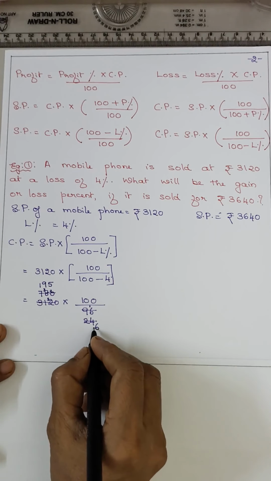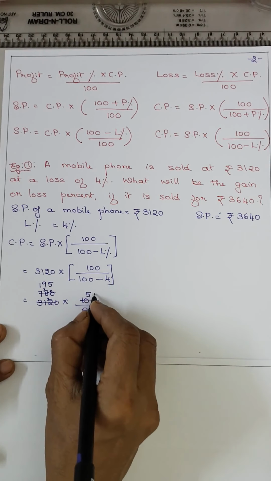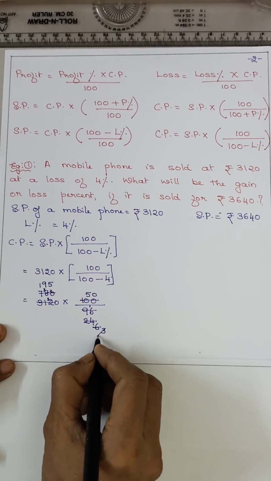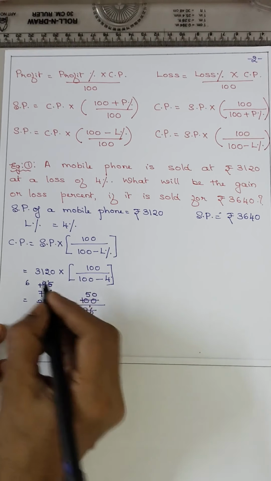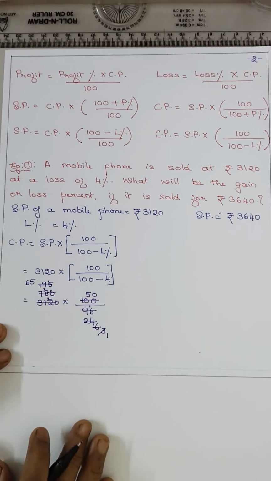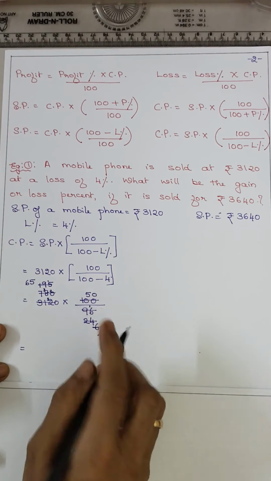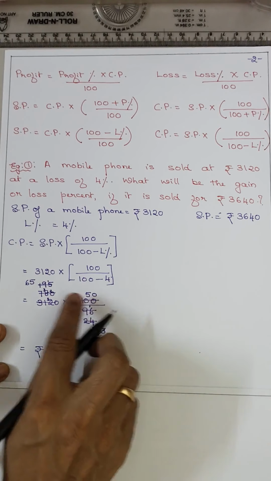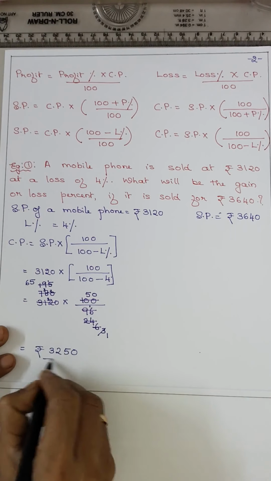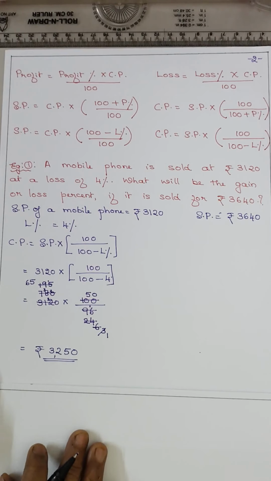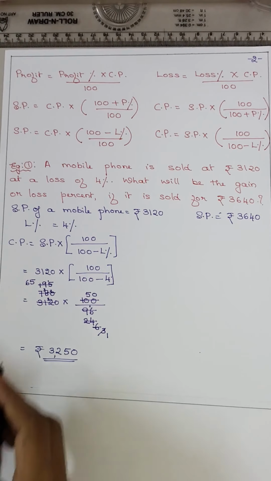Now it is a 2 3s are 6, 2 5s are 10, zeros are. Now 3 1s are 3, 6 are 18, 1 remain, 6 5s are 50, 3 5s are 15. Now multiply 0 as it is, 5 5s are 25, 5 6 are 30, 31, 32. So you got the CP as 3250.